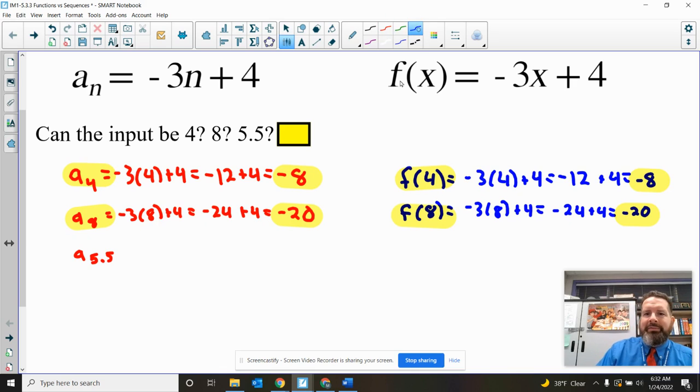Can I do a 5.5 over here? Well, this is just saying put a 5.5 in where the x is.